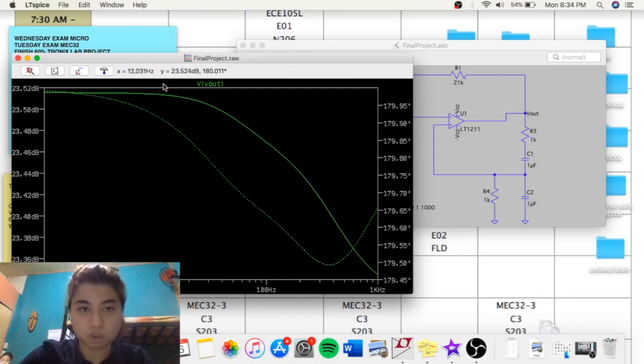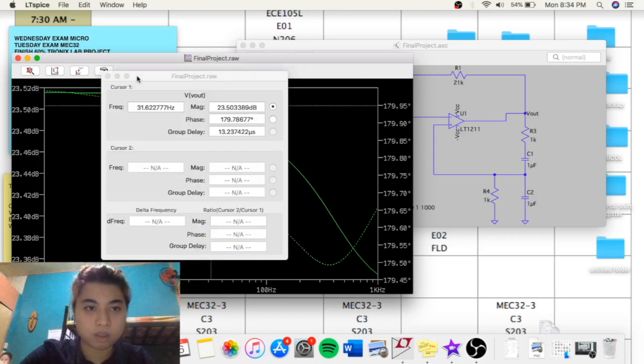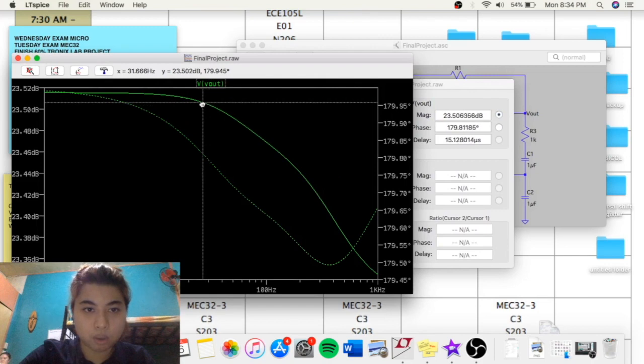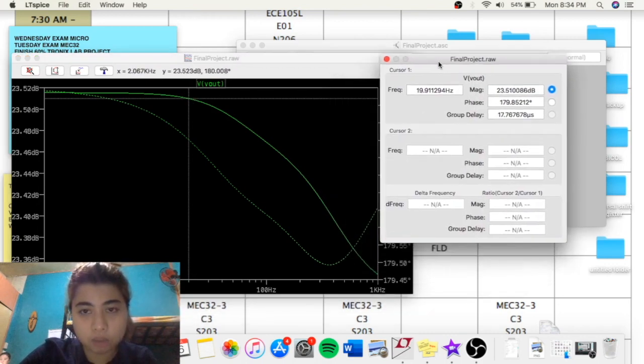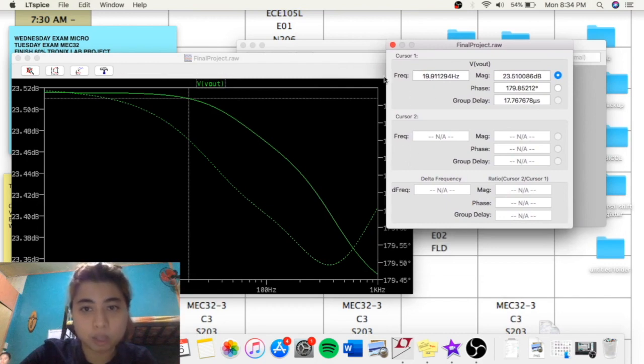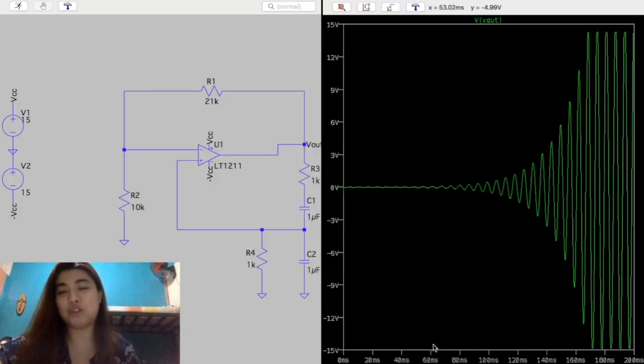To measure those, click V out and adjust the cursor to where the signal started to decrease. At that point, the cutoff frequency is 19.91, which is almost equal to 20 hertz, with a phase lag of 179.85 degrees. So basically, that's how we use LTspice in analyzing the Wien bridge oscillator frequency response with time domain and frequency domain simulations.